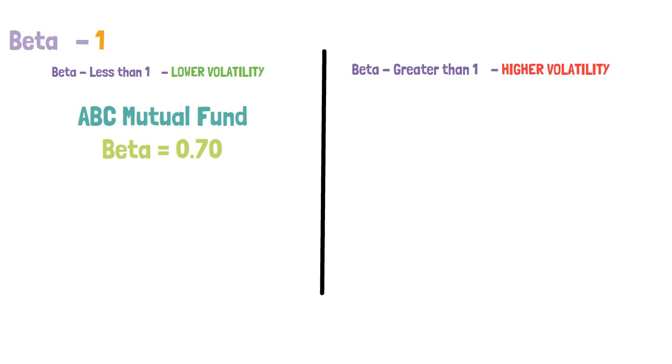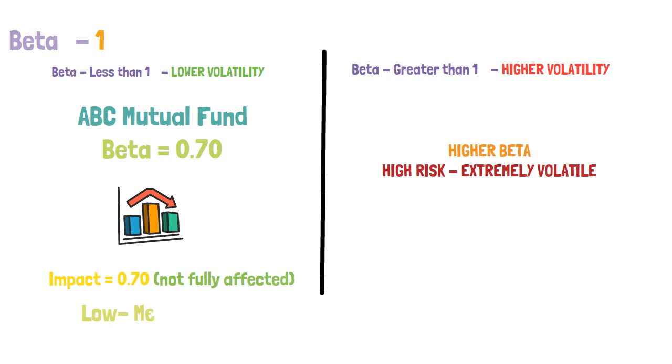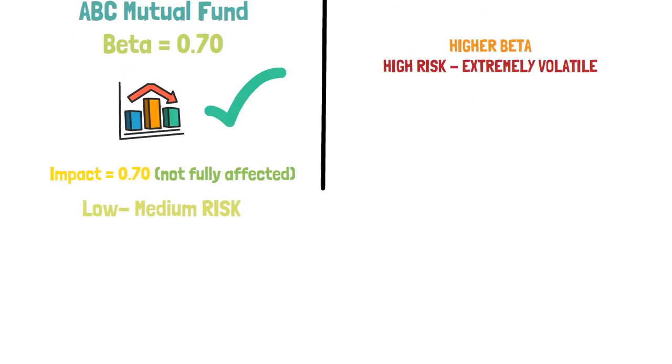This means that for every rise or fall in the market, the value of ABC may rise or fall by 0.70, not the 1, that is 100%. If you want to invest in a mutual fund whose risk falls between low to medium risk profile, then you should look at funds having a lower beta value.